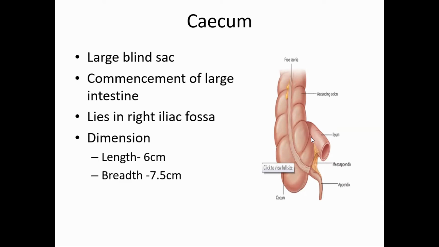See, you have to remember the length. In other cases, most of the structures, the length is more than the breadth. But in case of the cecum, the length is less than the breadth. Breadth is about 7.5 centimeter and the length is 6 centimeters. And other structures which have breadth more than the length are the prostate, pons, and pituitary gland. Cecum, pons, pituitary gland, and prostate have greater breadth than the length.